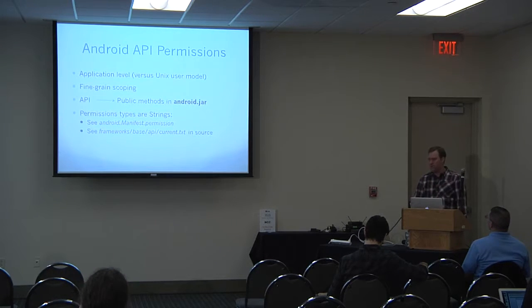And in this case, when we're talking about API calls, we're actually talking about public methods in Android.jar. And that's a generalization, but that's pretty much what we're talking about here. And in terms of permissions, they are just types, they're just strings. If you look at the Android manifest permission class, they're actually just static strings. There are some defined elsewhere, but that's how they're defined.